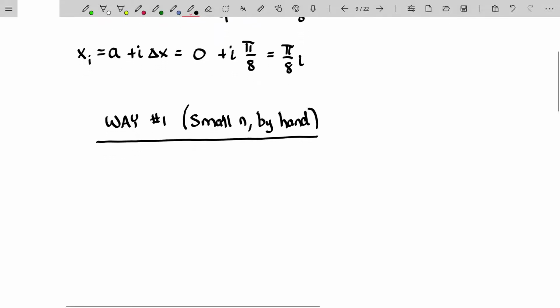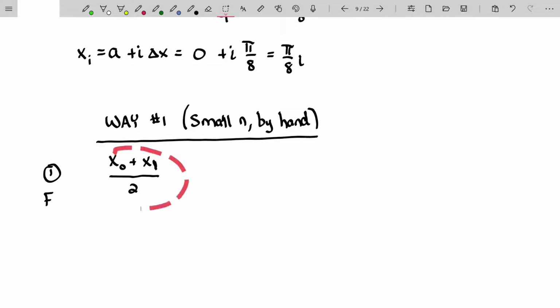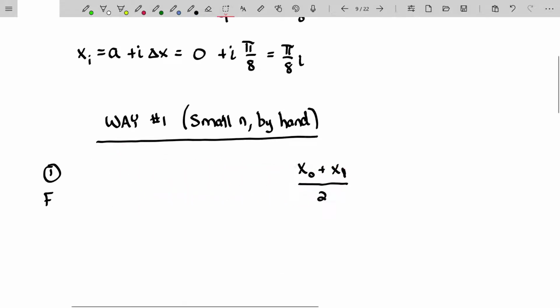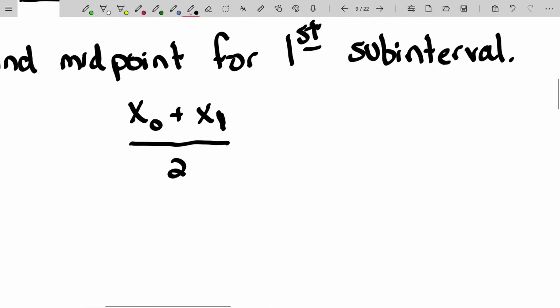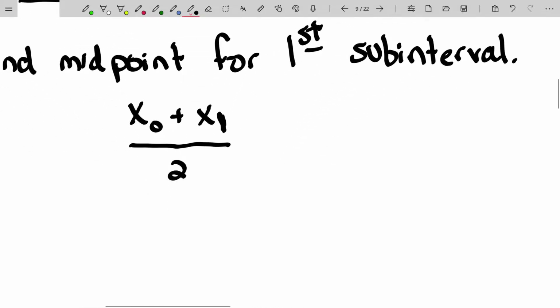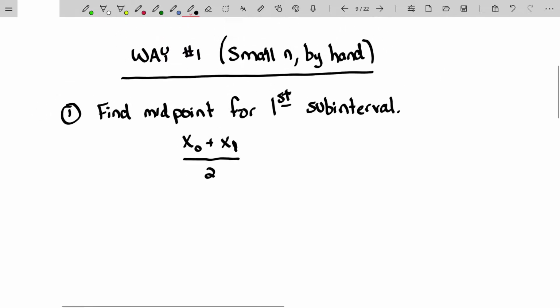So let me label this way number 1, small n, and you're doing things by hand. So small number of slices, you're doing things by hand. The way you're going to do this is you'll find out what the midpoint is for the first interval. Step 1, find the midpoint for the first subinterval. And that first subinterval has a left endpoint of x sub 0 and the right endpoint of x sub 1. So you just compute that.